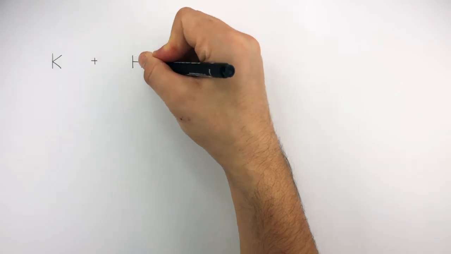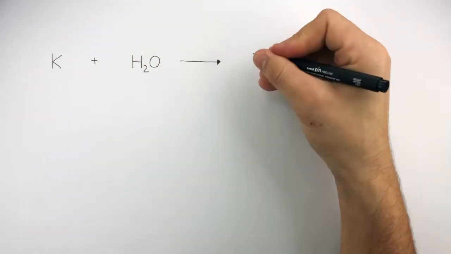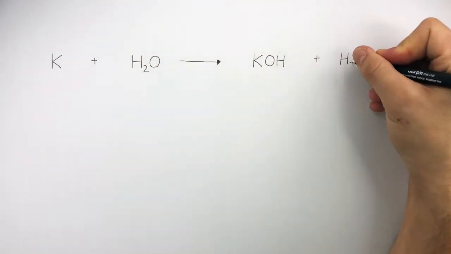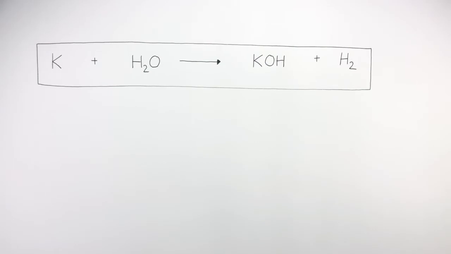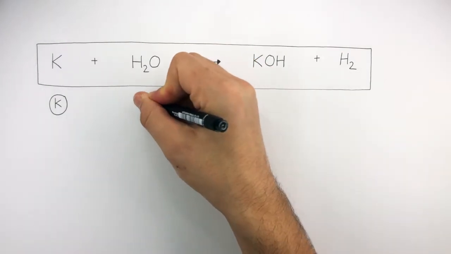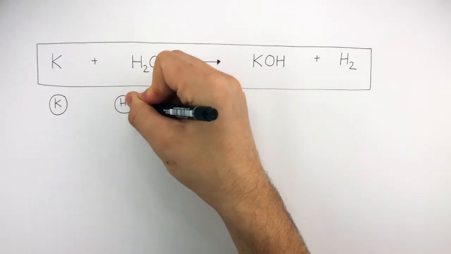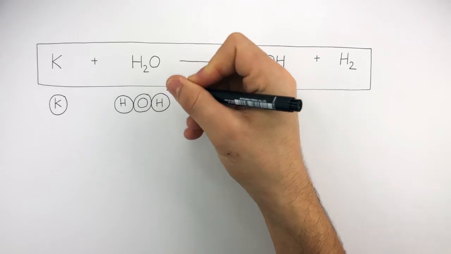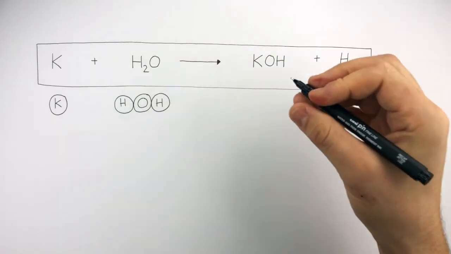K plus H2O reacting to form KOH plus H2 is the first equation we're going to balance. The equation tells us one atom of K is reacting with one molecule of H2O consisting of one atom of oxygen and two atoms of hydrogen.